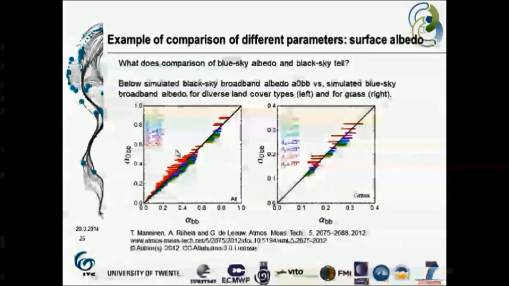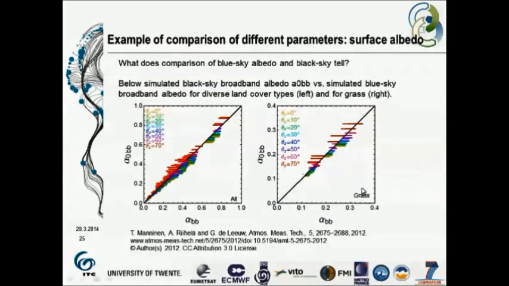This was for all the diverse land cover types, and here you see just a case example of grass. They are quite similar for the most part.